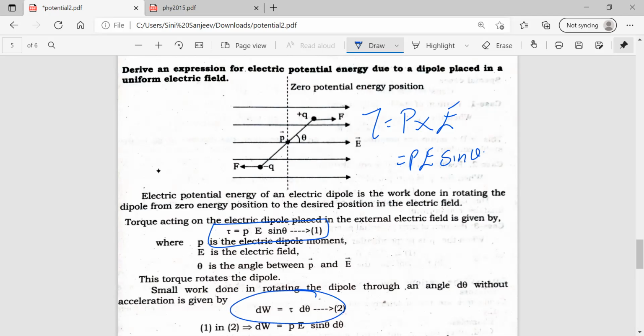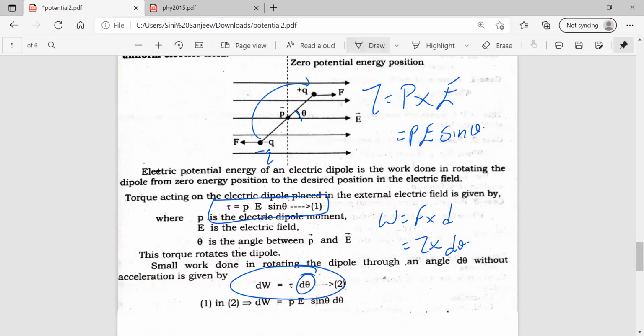Work done is equal to force into displacement. Here the force is torque, and the displacement is given as d theta, because we are rotating, not moving it. We are just twisting minus q to plus q, and plus q to minus q, in the sense we are rotating the dipole. For that, we have to find the electric potential energy, which is basically the work done, dW.